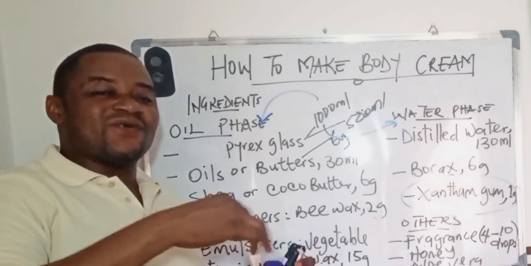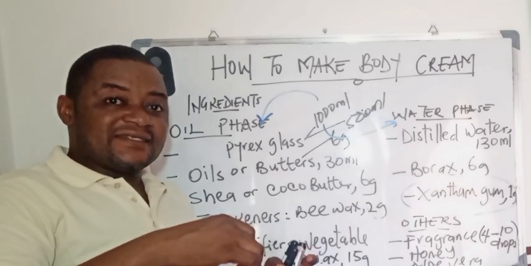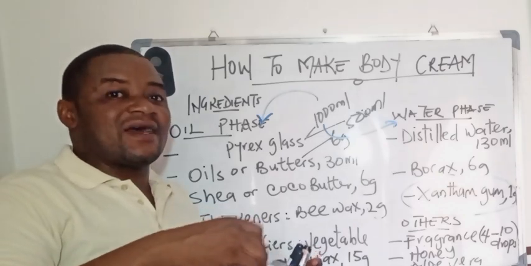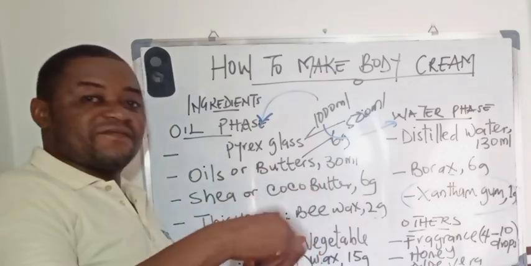As soon as you get the whitish color and it becomes a little bit thicker, you continue to stir, and continue to turn the water phase into the oil phase and stir.